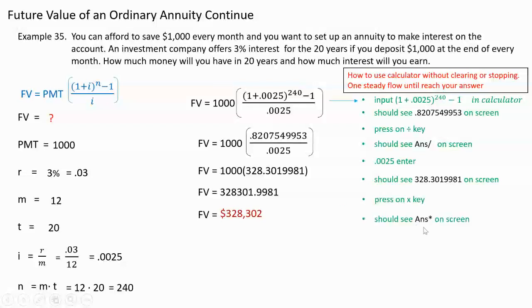Right now we're going to multiply by 1,000. So you're going to enter 1,000, and this is what you get, 328,301.9981. Round it up to the nearest penny, and we get $328,302.